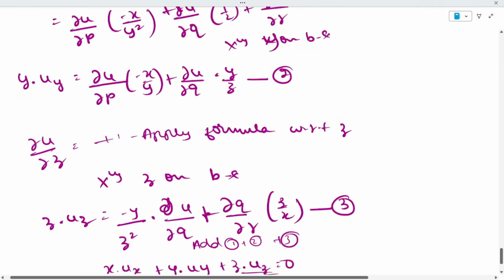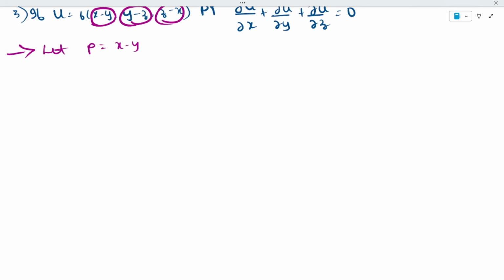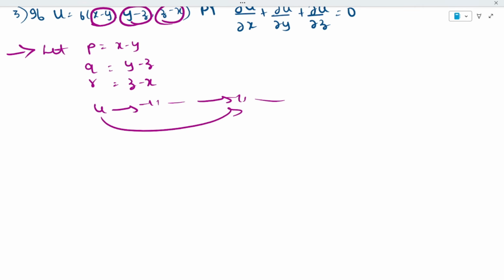Now if you want to solve this third question, again you have to consider equations p, q, r, or you can consider some random variables. I'm considering some random variables. Again you have to do what I said for u, and this will be for u as a function of x minus y, y minus z, and z minus x. That is the basic idea here.